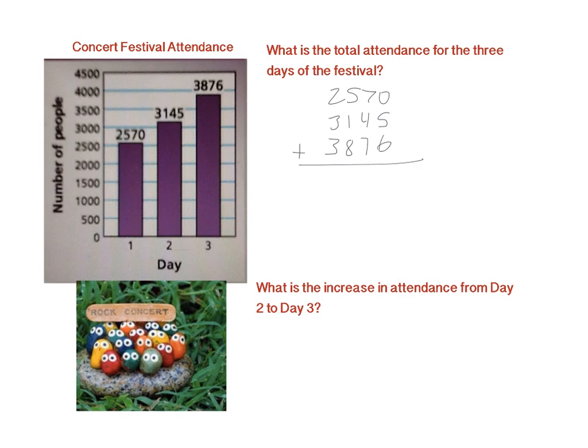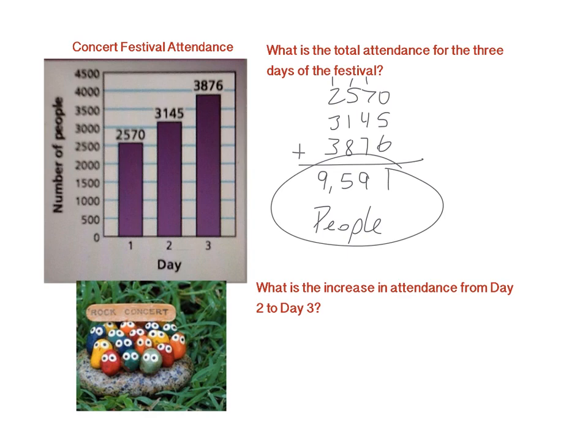So 0, 5, and 6 is 11, carry the 1. 7, 1 is 8, 9, 10, 11, 12, plus another 7 is 19. 1 and 5 is 6, plus 1 is 7, and then 8, 7 and 8 is 15. 1 and 2 is 3, plus another 3 is 6, plus another 3 is 9. And there you go. We'll add a label here, so it's 9,591 people who attended this rock concert festival on whatever date it was.